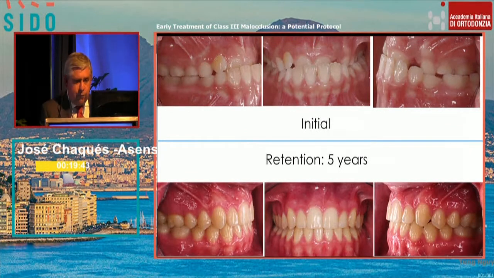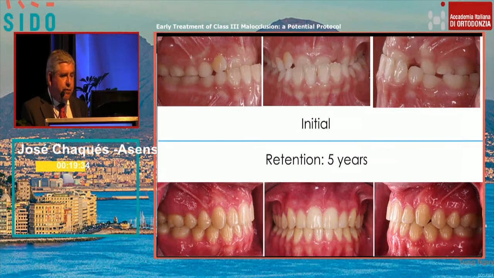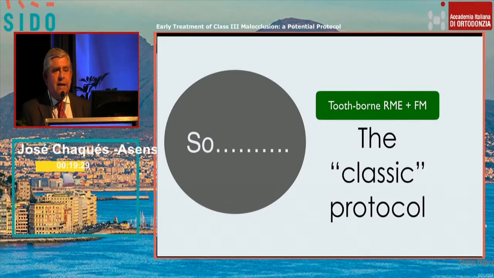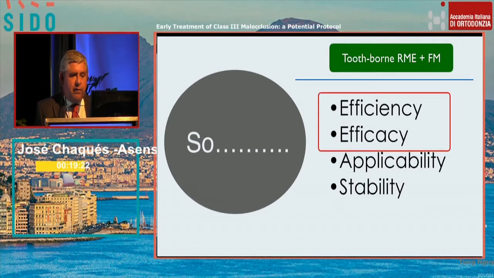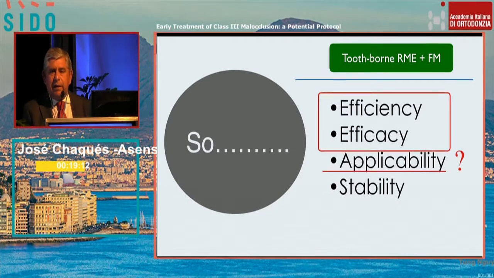So if we look at the very significant differences, we may see all the benefit that was obtained from an initial orthopedic phase with a very limited amount of time of 2x4 braces and a very easy second phase of treatment. So, the classic protocol. In terms of efficiency or efficacy, we're not going to find important differences, so to speak. So maybe applicability is the parameter that would make the difference.